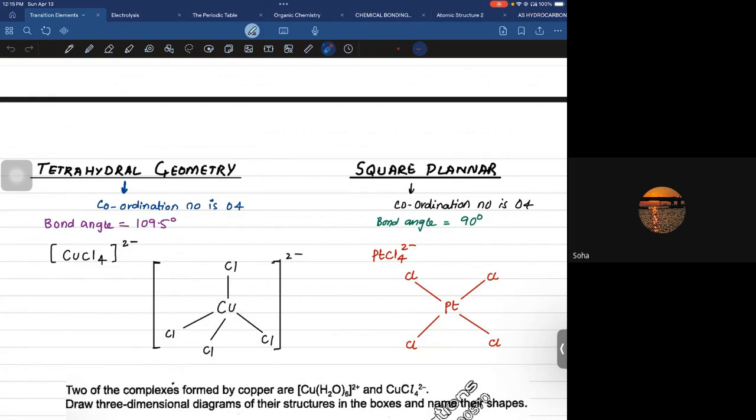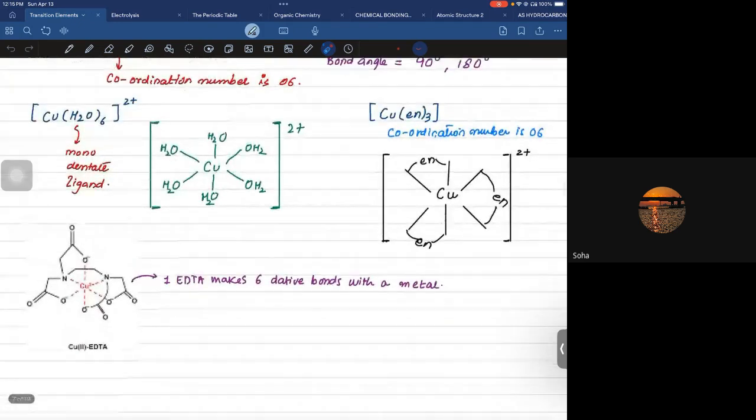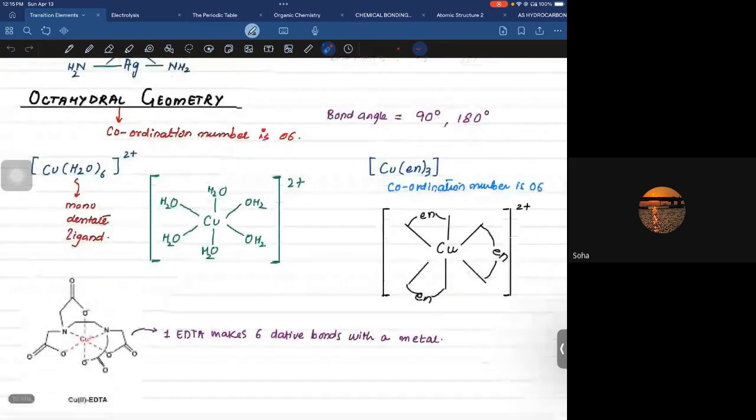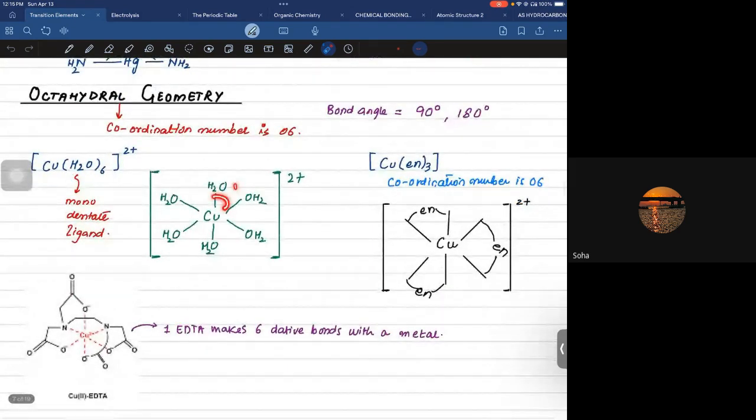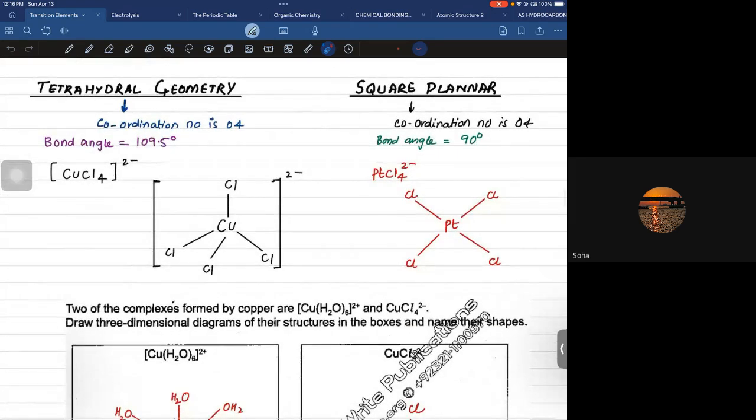So what's the angle for octahedral? The angle for octahedral is 90 degrees. 90, 90, and then this and this are 180 degrees. So bond angles are 90 degrees and 180 degrees. By the way, he would specify which one he is going to ask, like when I'm talking about the bond angle. So then you can say it's 90 degrees. Okay.